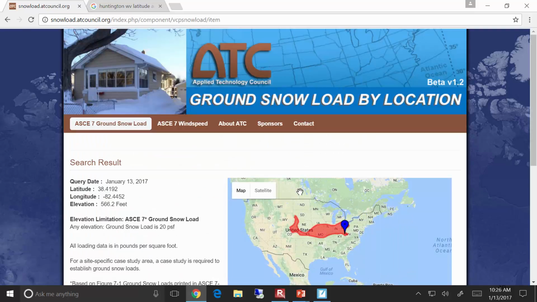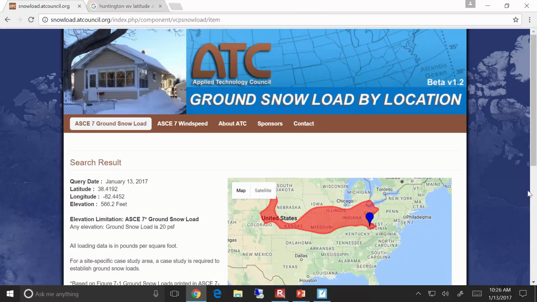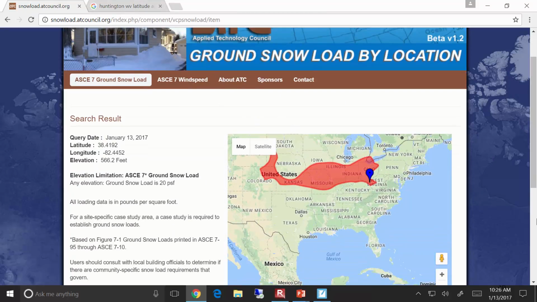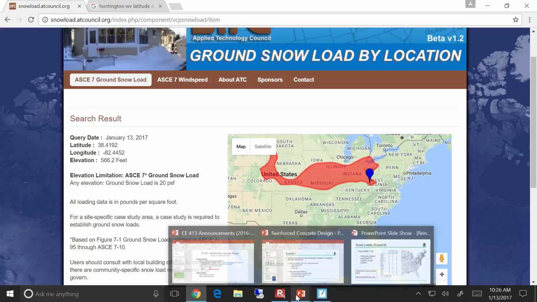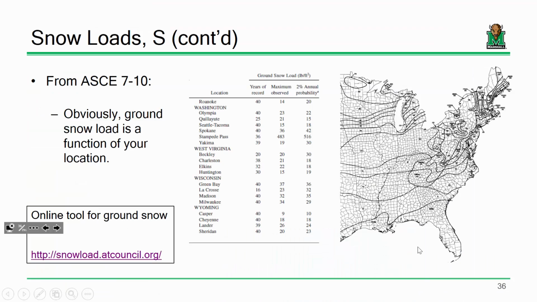Let's move on. Okay, so here's what pops up when you put in Huntington. Now, see how there's this red region that's being highlighted? That red region essentially corresponds to this. If you look, you can almost see it. See this little shape right there? Here, let me see if I can draw it out. Can y'all see that? Something like that. So Huntington is about right there.